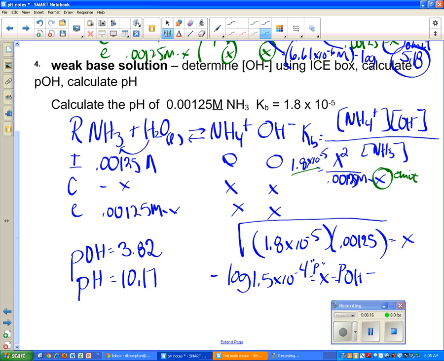And being that this is a basic solution, I always do that little double check. Is it a basic pH? And it is. It's 10.17. So that's acid and base, weak equilibrium calculations of pH.